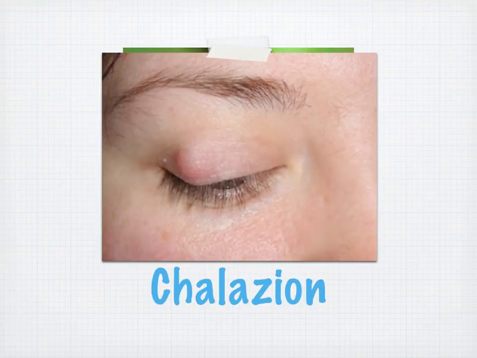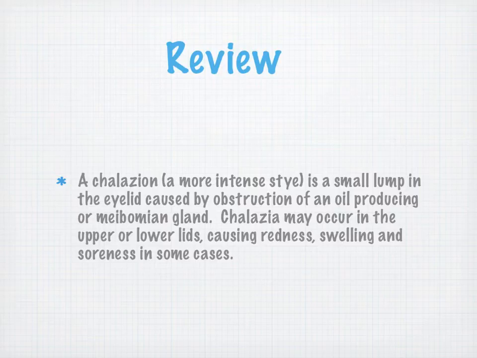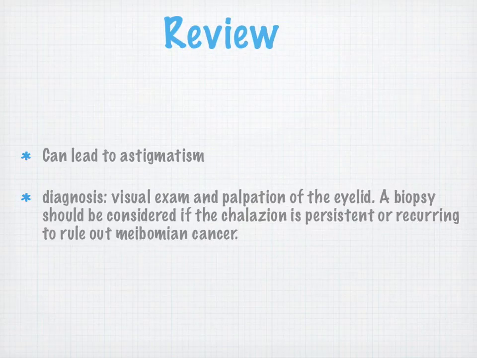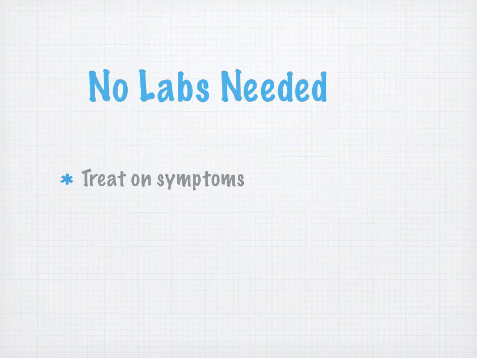There's chalazion, and a chalazion is just a ramped up stye. It's just a more intense hordeolum, and it's a small bump on the eyelid that is caused by an obstruction of an oil-producing or meibomian gland, and they occur on the upper or lower lids, and they do cause redness, swelling, and soreness in some cases. They can lead to astigmatism, so they need to be treated or at least diagnosed properly. A visual exam and palpation of the eyelid is how you're going to diagnose this. A biopsy is only considered if it's persistent, because you're going to want to rule out, because I'm not treating the eye, remember that, meibomian cancer. No labs needed. Treat on symptoms only.